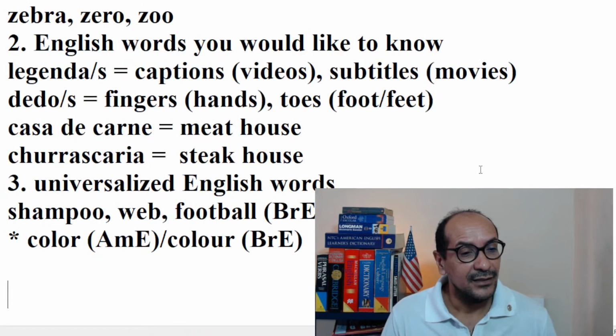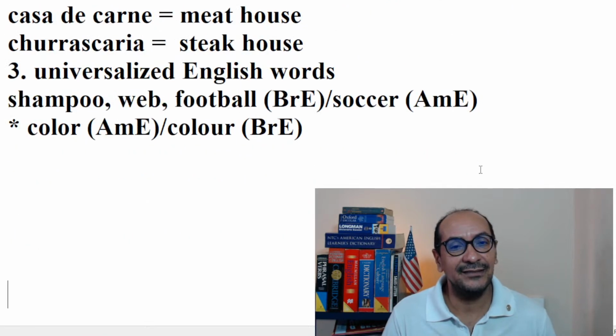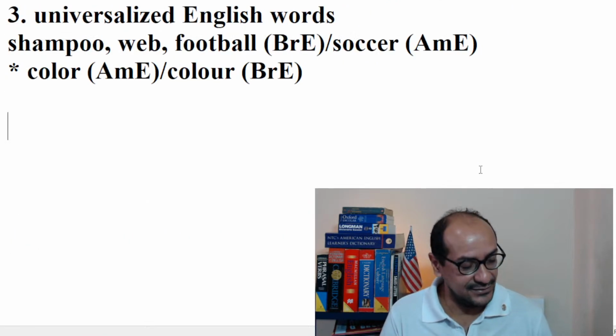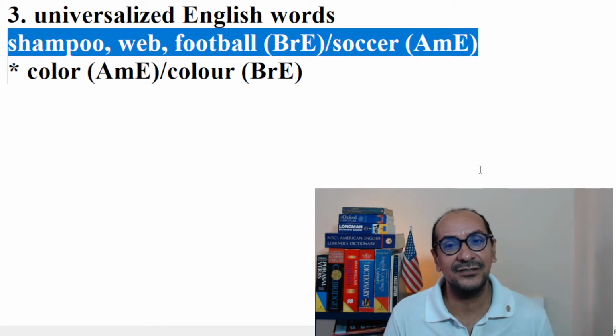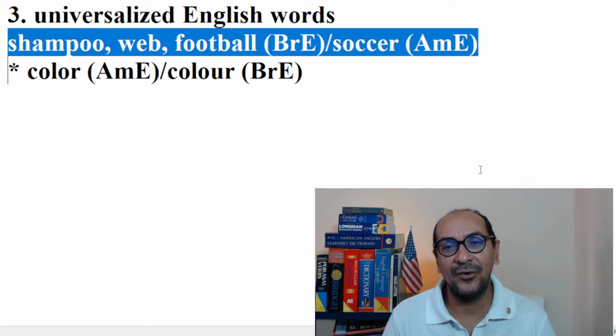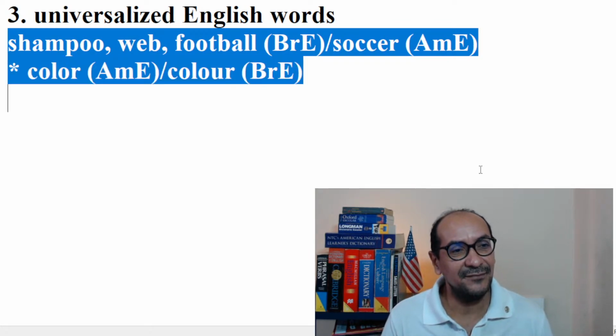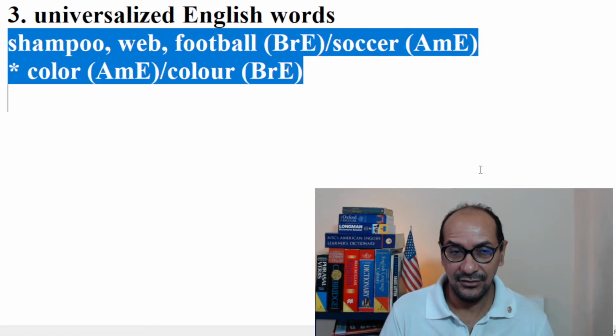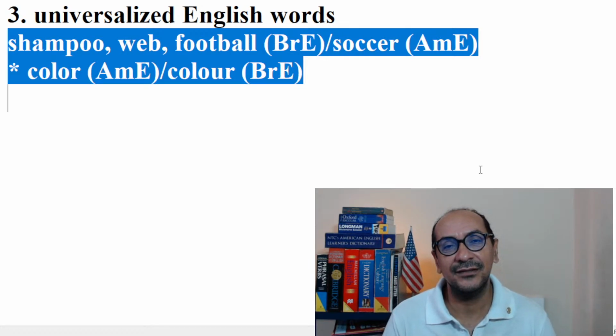Okay? And about the universalized English words, remember, this is the topic of our conversation today. So remember, shampoo, web, football or soccer. And remember, sometimes you say color, American English, and colour, this is British English, okay?